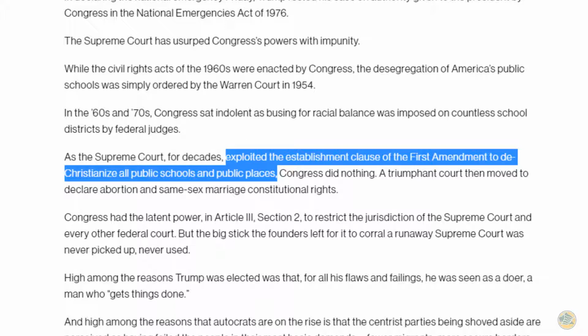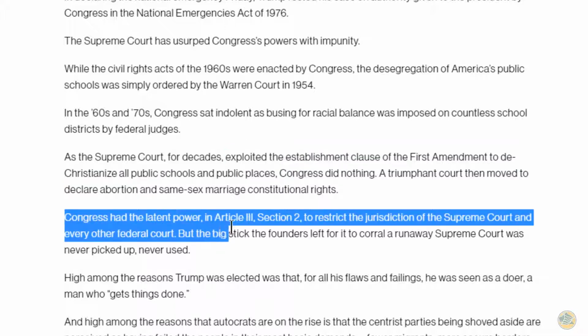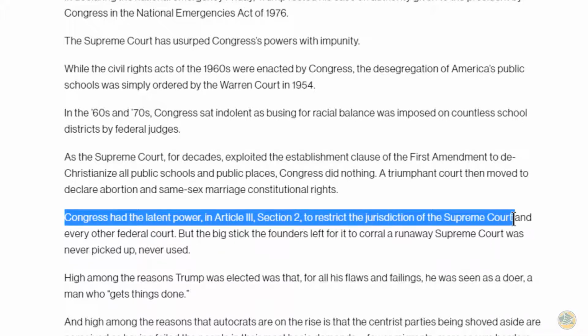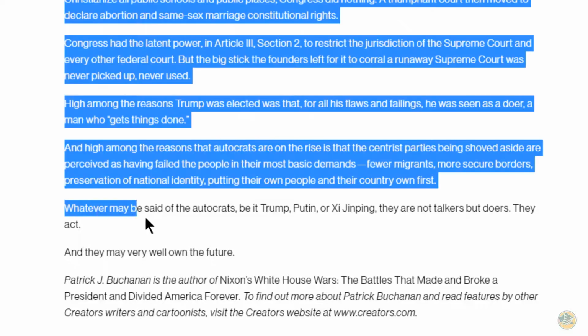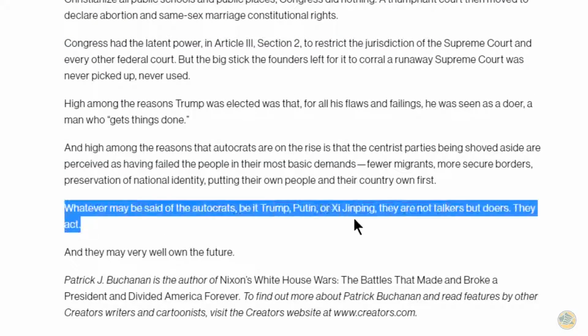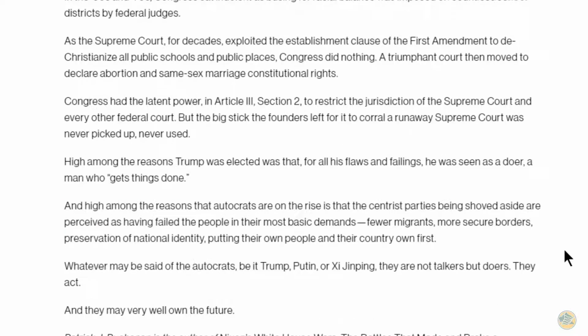This is a common argument among conservatives that religious rights are being impeded. It's also discussing power that Congress has to restrict the jurisdiction of the Supreme Court. And to conservatives who are not comfortable with the liberal leaning of Congress, they may say, well, Congress should not have this power. Now, notice this last statement: "Whatever may be said of autocrats, be it Trump, Putin, etc., they are not talkers but doers." They act. They see Trump as someone who does act, but they are being hindered by the different branches of our government.